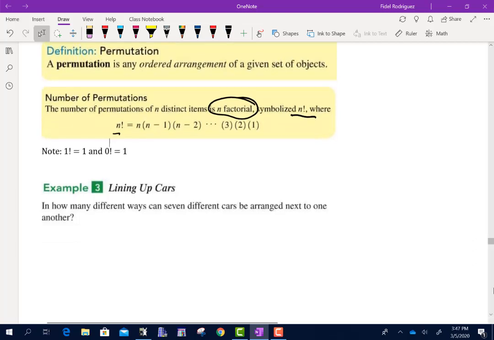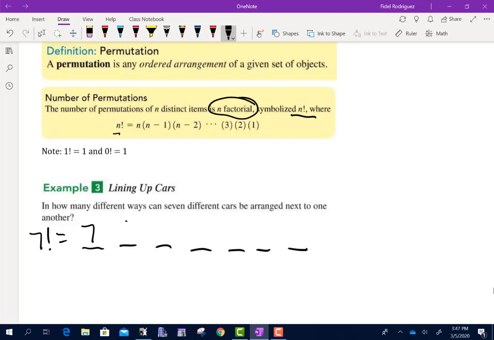It says, in how many different ways can 7 different cars be arranged next to one another? So we have 7 different cars. 1, 2, 3, 4, 5, 6, 7. The way we're going to do this is what we call 7 factorial. What that means is the first spot, I have 7 cars to choose from. Then 6, then 5, then 4, 3, 2, and 1.